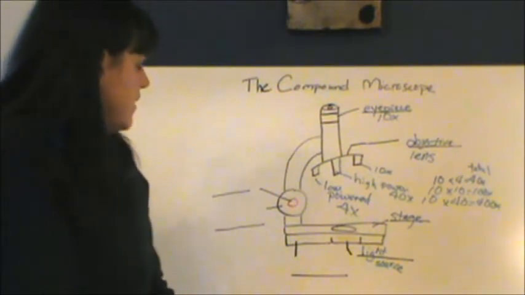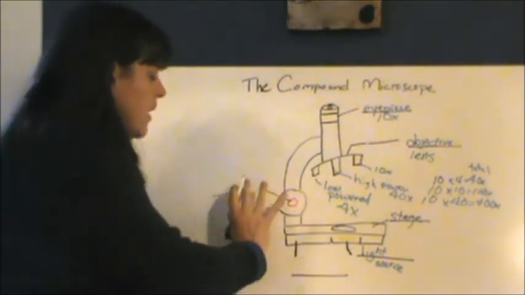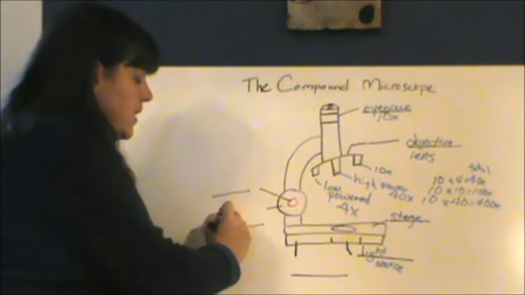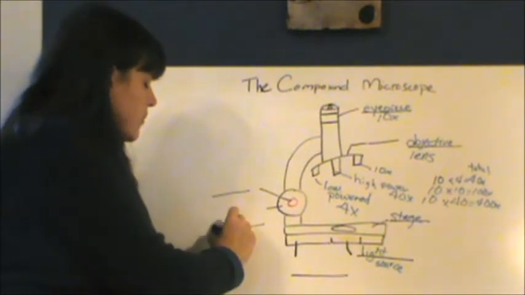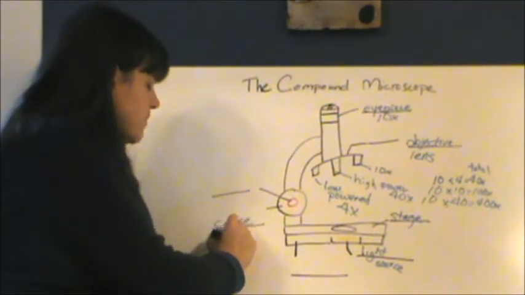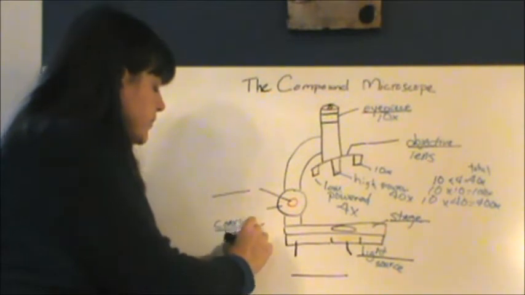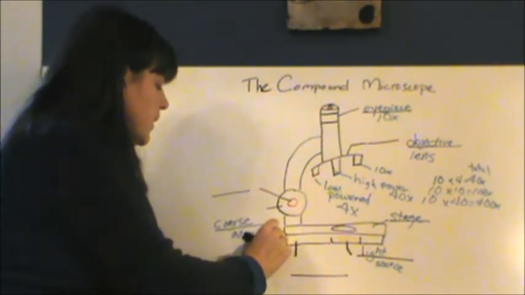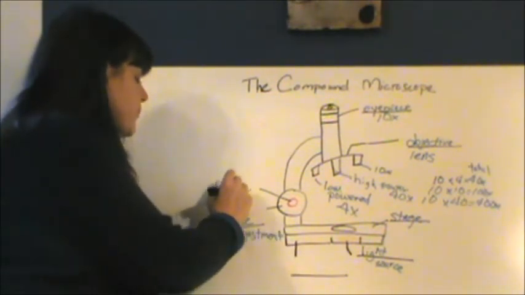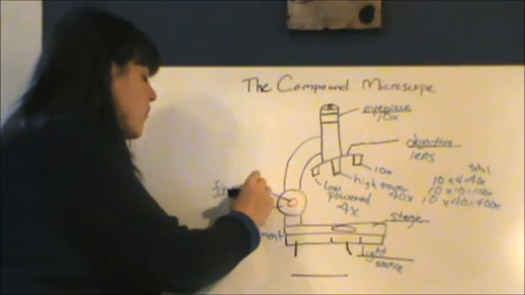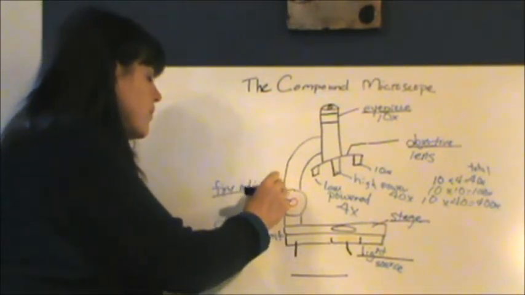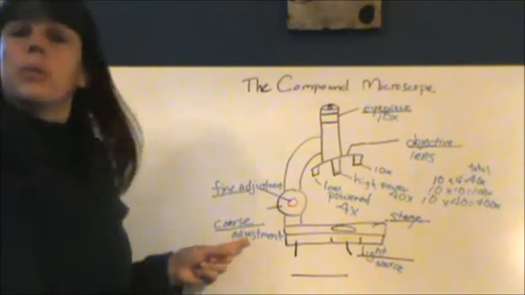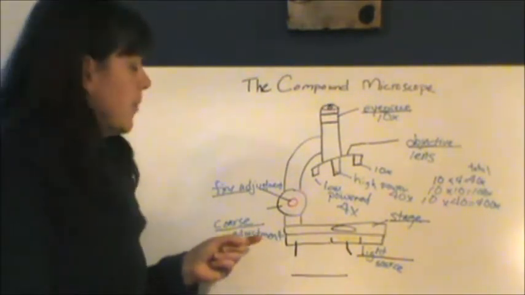Then this here is the coarse adjustment and the fine adjustment. These are also important parts that you'll be using on the microscope.